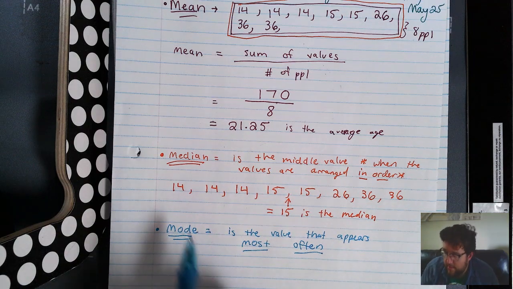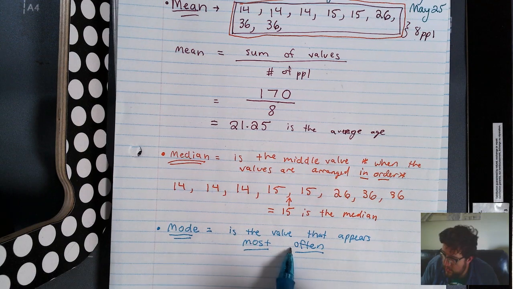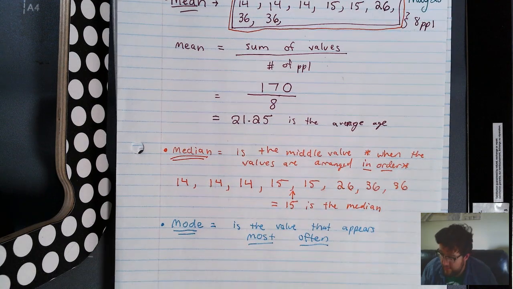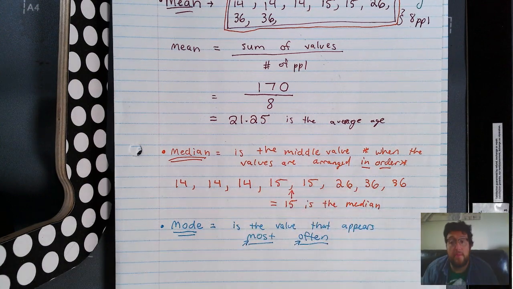Alright, so how do we remember mode? M-O, mode, most often. That's how a lot of folks remember that. Most often is spelled M-O.